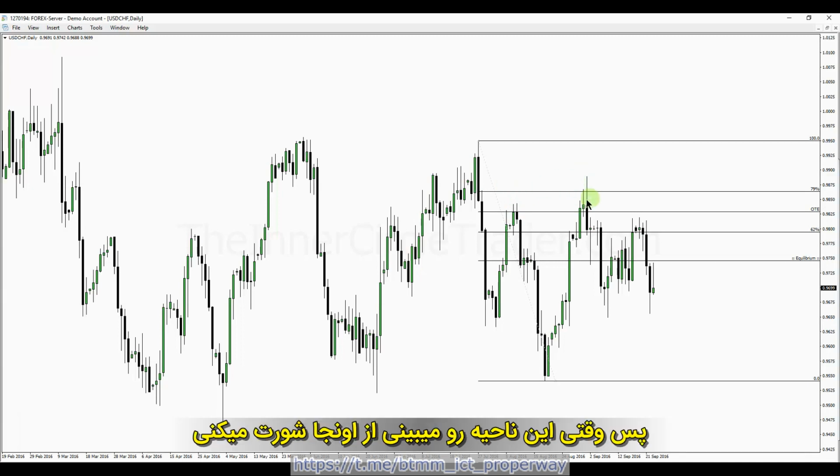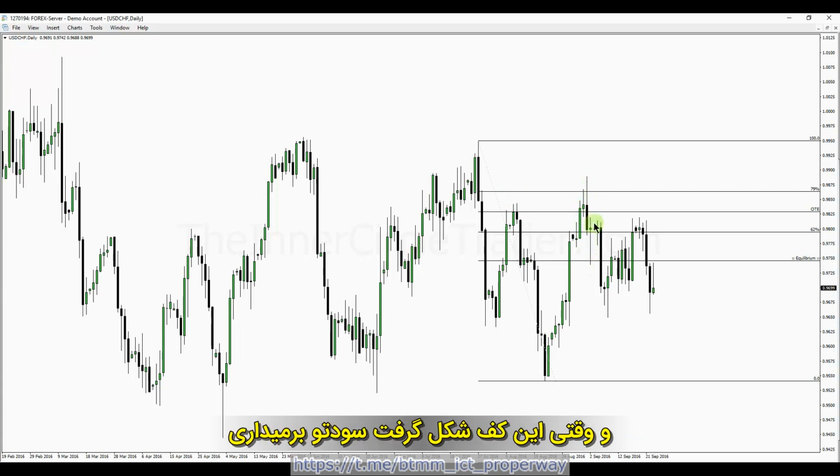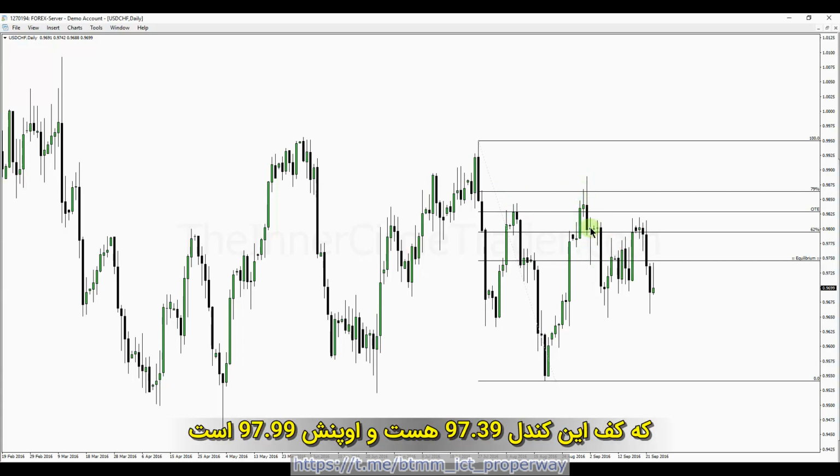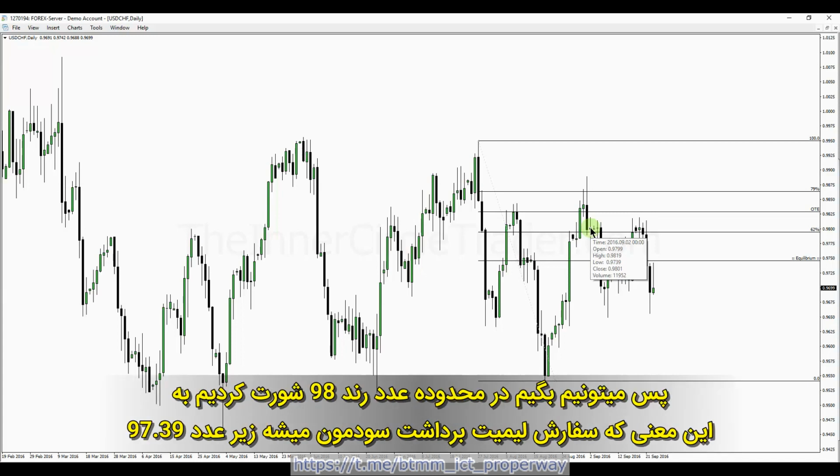So when we see this area here, we get short from this area here, and if you just took profits once this low formed, that low comes in at 97.39, and the open is 97.99. So we're going to say we went short somewhere around the 98 big figure. The low comes in at 97.39. So that means your limit order to take profits would be below 97.39.